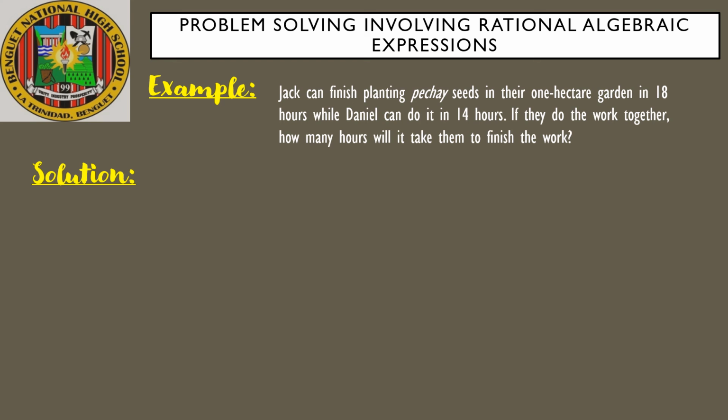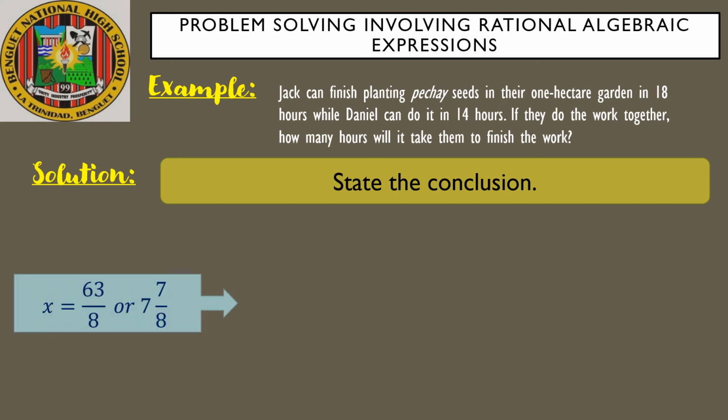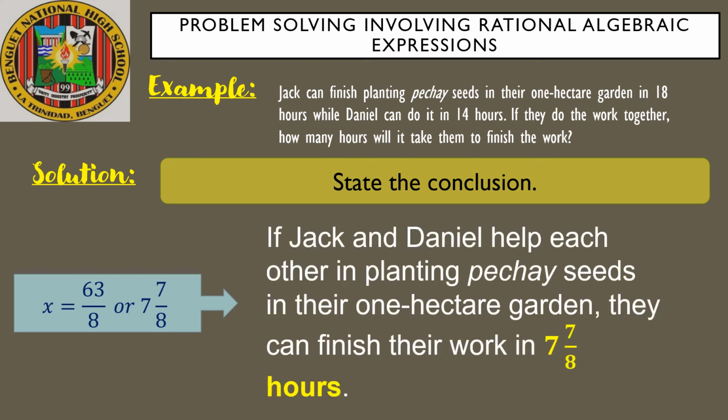Now that we're done with the solution, we state the conclusion to the problem. Since we know now that x is equal to 63 over 8 or 7 and 7 eighths, this means that if Jack and Daniel help each other in planting the pechay seeds in their 1 hectare garden, they can finish the work in 7 and 7 eighths hours.